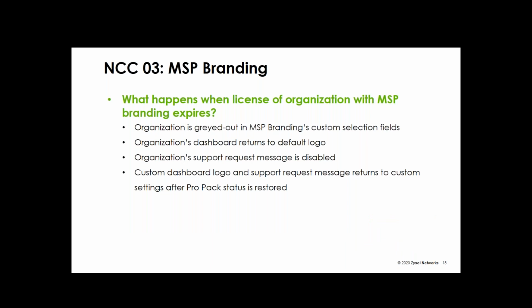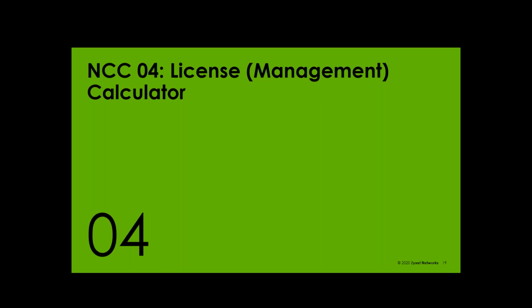So a number of people ask what happens when the Nebula Professional licensing expires. I'm trying to make this a little bit clearer on any slides we give out. In this instance, you can see that the organization will be grayed out. The dashboard logo returns to the default logo. The support request message is disabled and it goes back to normal. So the system doesn't stop working, but you lose the advantage of that particular feature. When the license is reapplied, which we hope it would be, it all comes back.